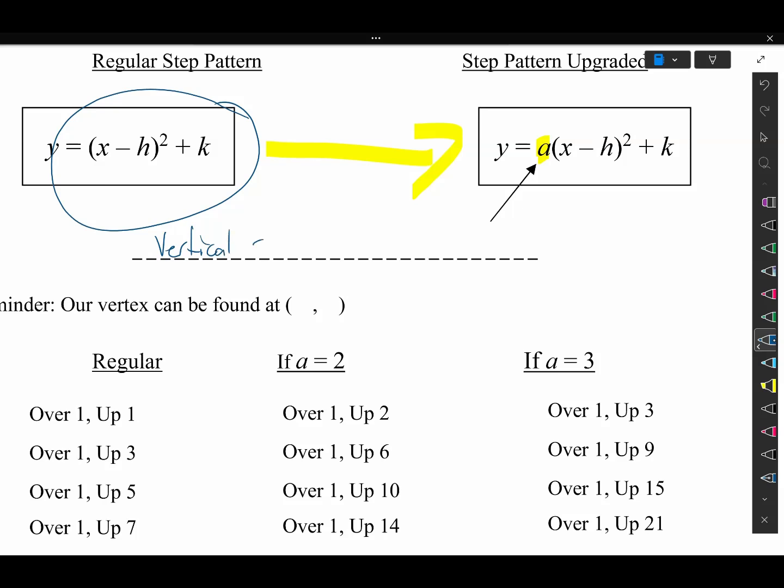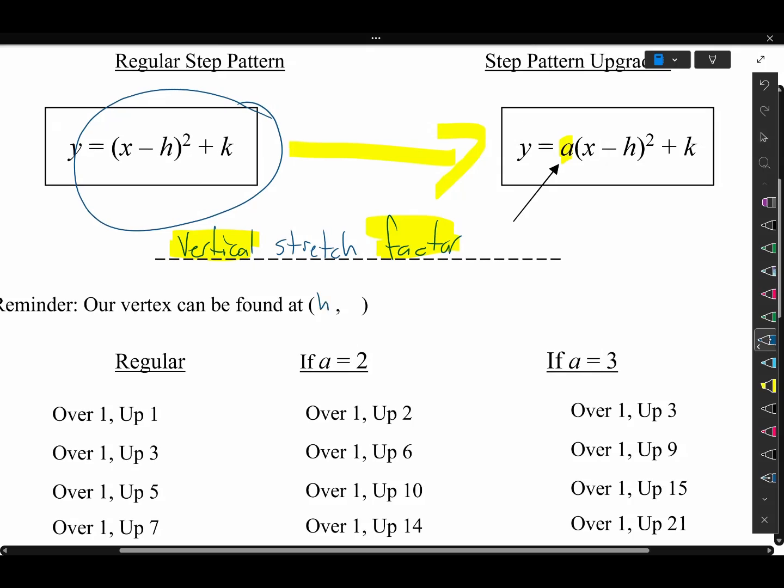Now, it does not always stretch. Sometimes it compresses. We're not going to focus on that right now in this video. But the idea here is that it vertically affects our function. That means it affects the y coordinates of our function. That means it affects, for our step pattern, how we're going up or down rather than how we're going over. And it's a factor, which means it multiplies. All right. Now, our vertex, we remember, can be found at h and k.